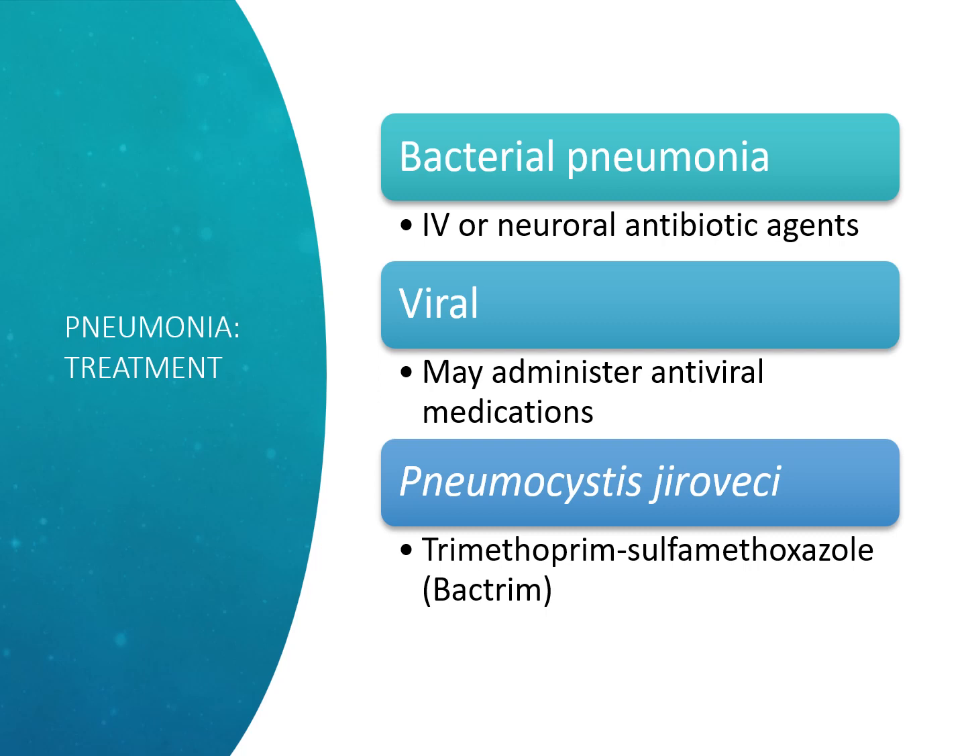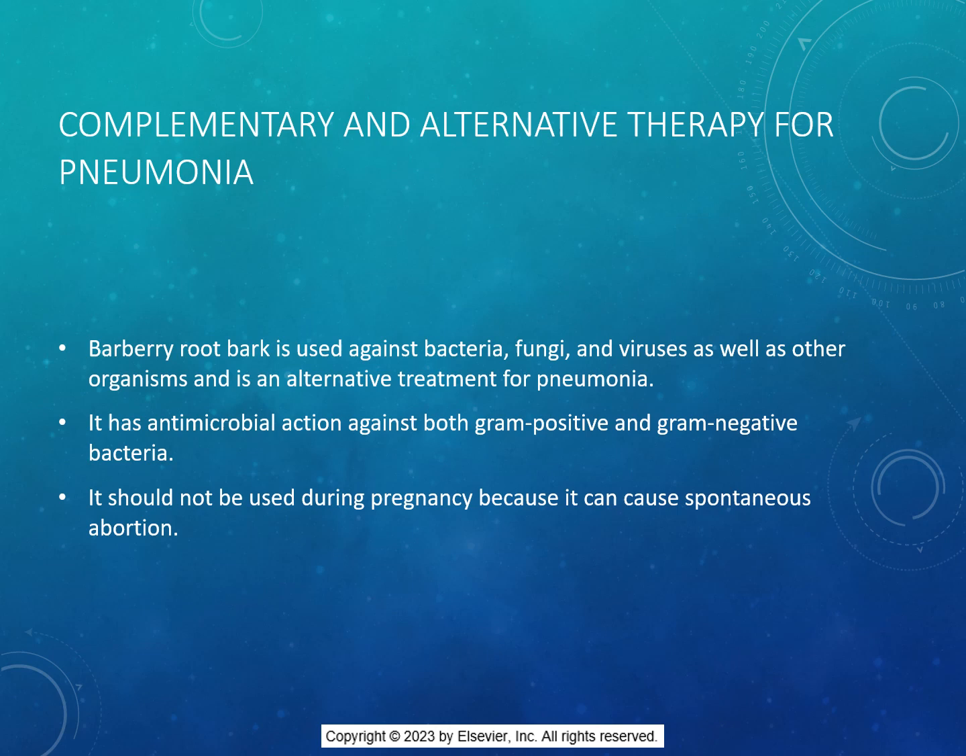According to practice guidelines, the first antibiotic dose should be administered within 4 hours of presentation, whether the admission diagnosis is community-acquired pneumonia, among other conditions. The timeliness of antibiotic therapy is related to decreased mortality rates. On page 298, see the green complementary and alternative therapies box regarding treatment for pneumonia. Barberry root bark can be used against bacteria, fungi, and viruses, as well as other organisms. This can provide an alternative treatment for pneumonia.